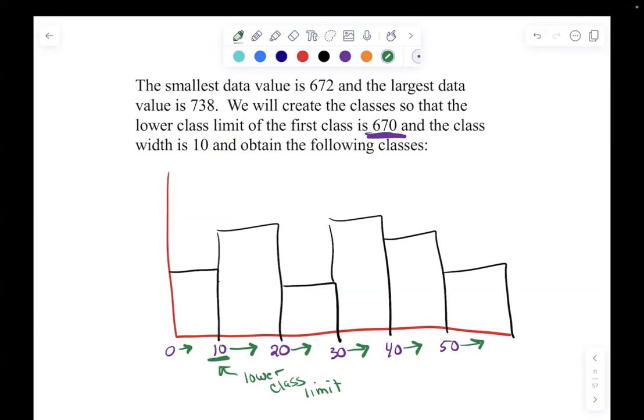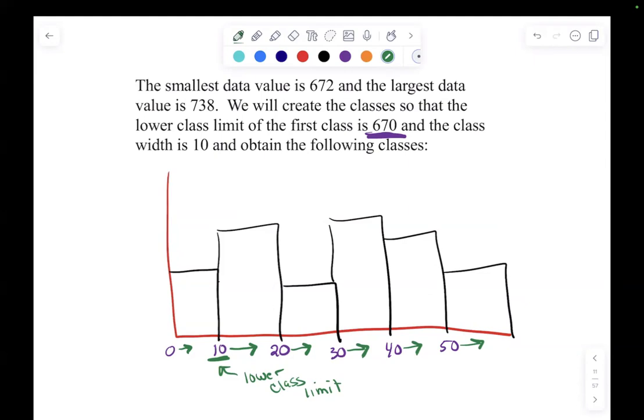And your histogram might not start at 0, and that's okay if you don't have 0 as your lower class limit. This is one of those cases where the horizontal axis might not start at 0. It's going to start at whatever pretty value you're using for your lower class limit.